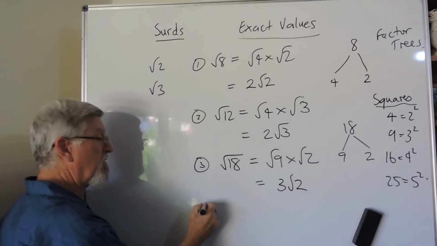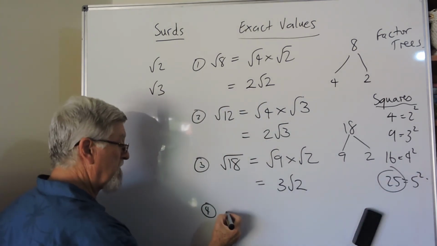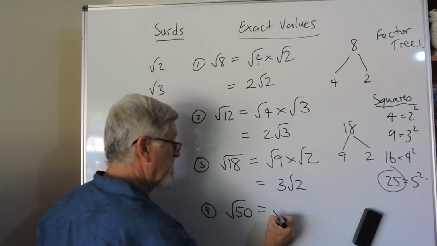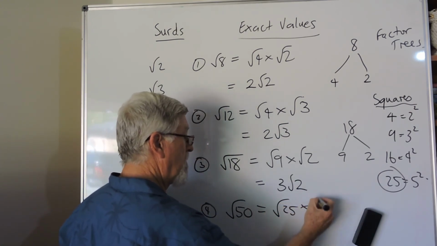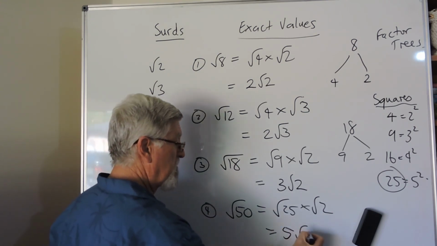So you could keep going with the numbers. I want one with a 25. So a really obvious one with 25 would be 50. Because I could write root 50 as root 25 times root 2. Then root 25 is 5, and that's 5 root 2.